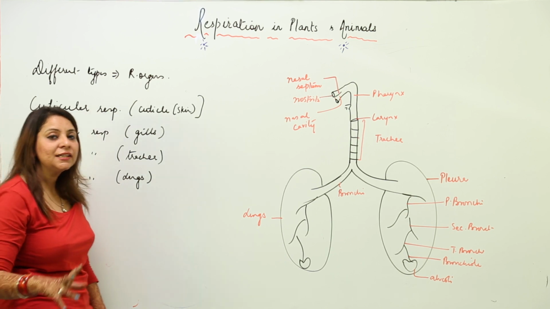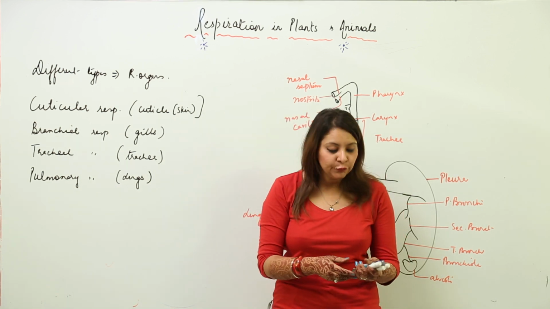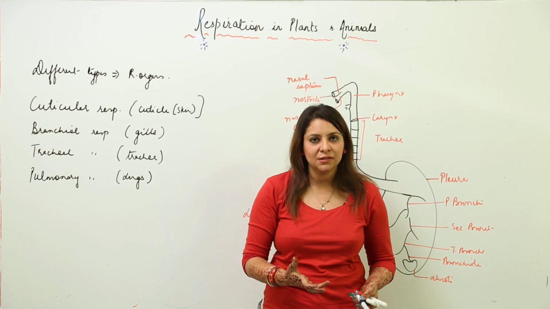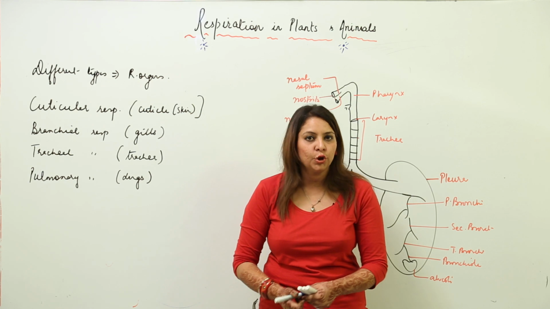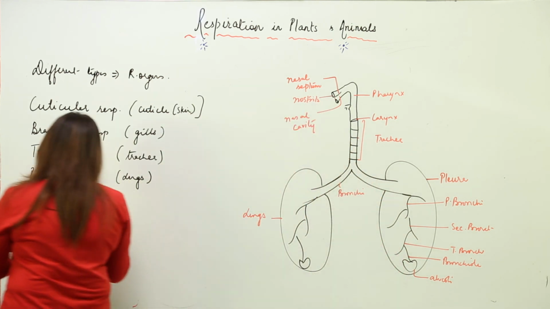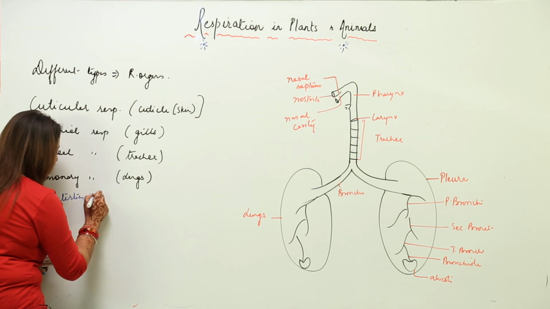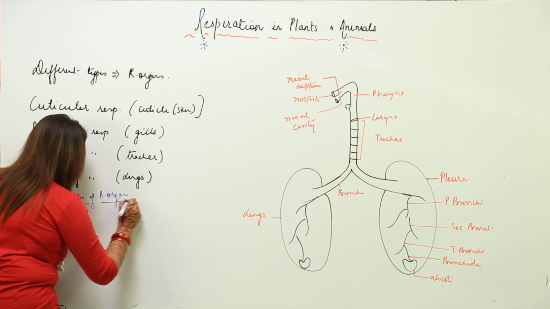So as you have seen, there are different kinds of respiratory organs which can actually serve the function of respiration. So that means they must be possessing some different features that make them efficient respiratory organs. So what are the characteristics of the respiratory organ?